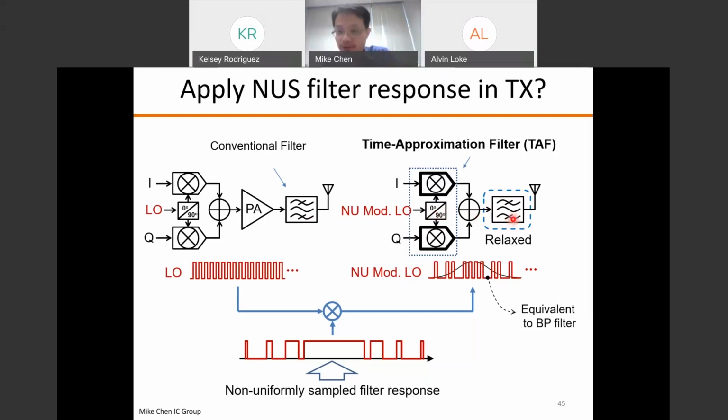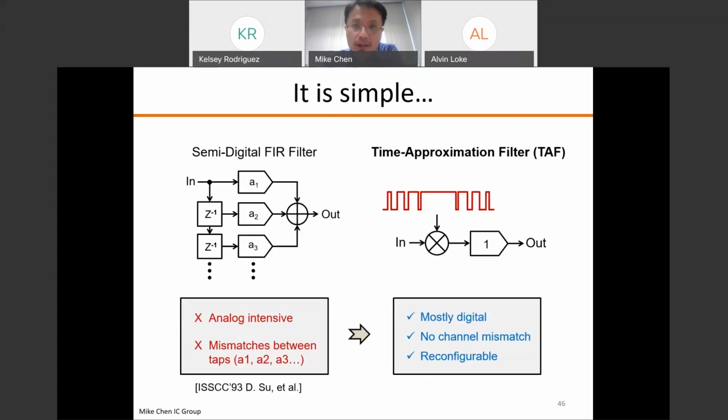So this is actually a similar story to the receiver. Basically we're trying to help out our colleagues, right, who are designing the filters in the analog domain, so they can relax their spec. Okay. So this kind of topology, we call it the time approximation filter, TAF, because we really try to approximate in time, right? Remember, the non-uniform sampling is really to get the time information, and one of the beauties I really like about this is that it's simple, right? Compared to the conventional semi-digital FIR filters, you just use one slice and it's mostly digital, and all you need to do is change that mixing waveform, and that's it.